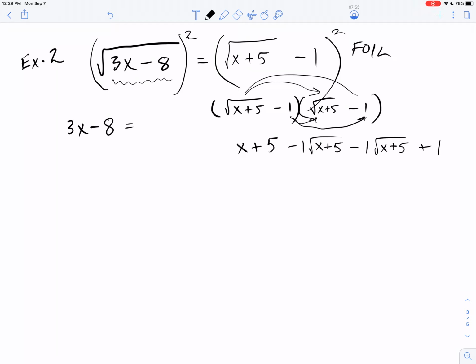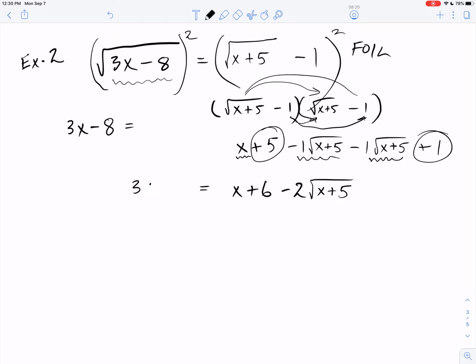I have x. I have a 5 and I have a 1. I have 6. I have negative 1 of these, minus 1 more of these. I have minus 2 of these. That's what I have. Let that sink into your brain. All I'm doing is smushing it down, making it smaller. All of this junk equals this. That's what it equals.